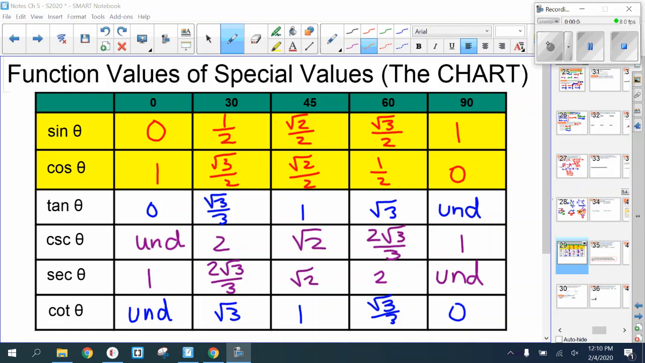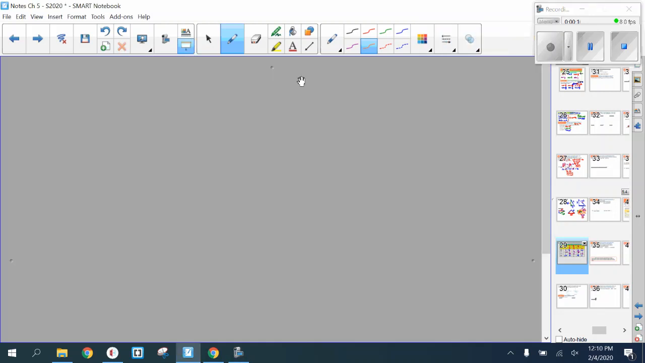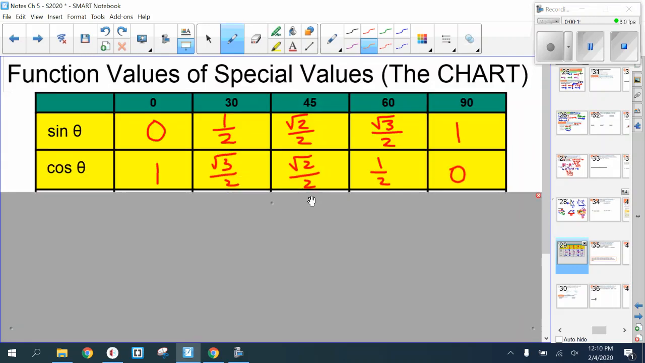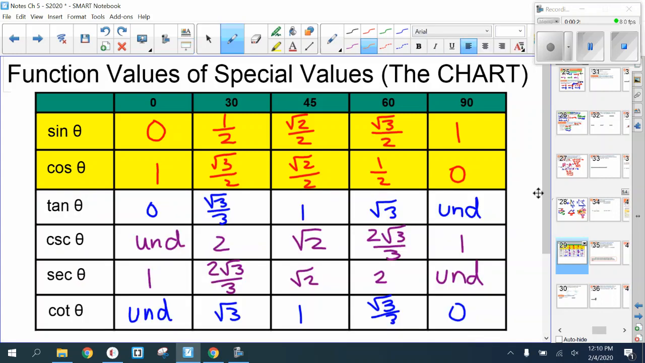Function values of special values. This is the chart, and this is going to be really, really important for pretty much the rest of the semester. So get these numbers down. What's going to happen, though, is you're not going to want to memorize all of them. You're probably only going to see this, and in fact, you probably see this poster hanging up in the room of these 2 rows of the chart. Honestly, it might help if you could memorize the entire chart, but I hate memorizing, so I'm not saying you probably should, only that it might help. All right, this will come back.